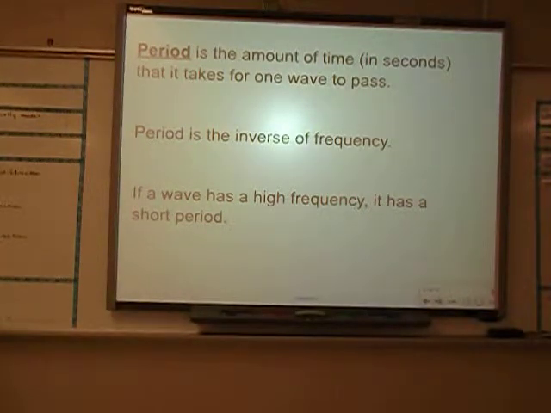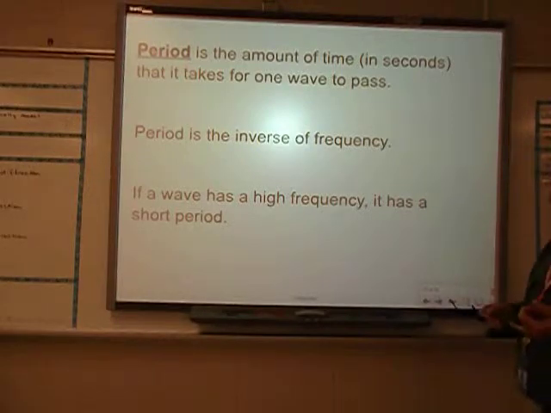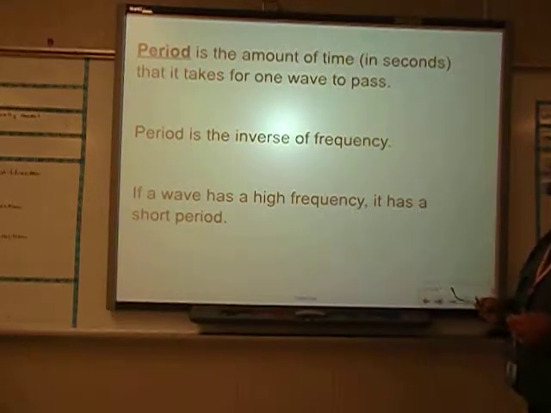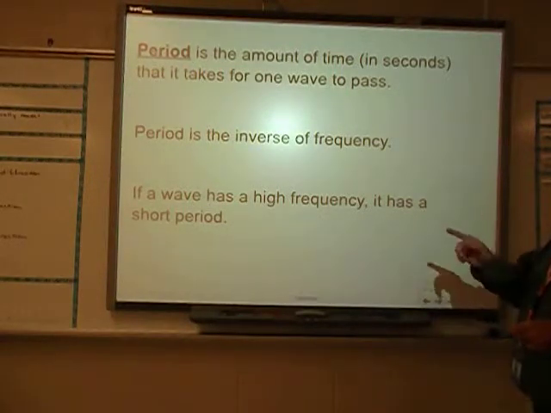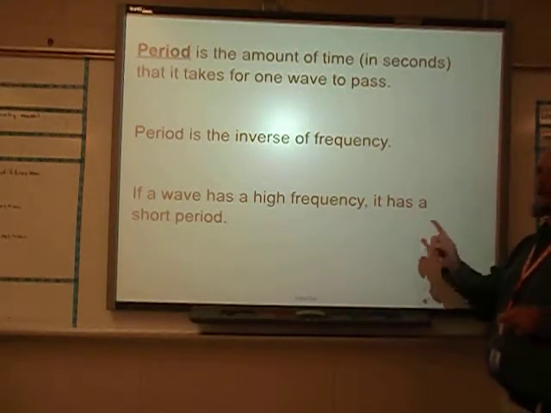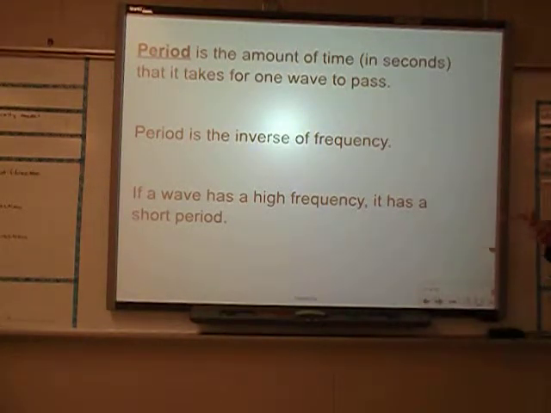Period is the inverse of frequency. If frequency is the number of waves per second, period is the number of seconds per wave. It's the amount of time it takes for one wave to pass, again in seconds. It is the inverse of frequency. Again, frequency is the number of waves in one second. Period is the number of seconds for one wave. They are the inverse of each other. They're kind of flipped.